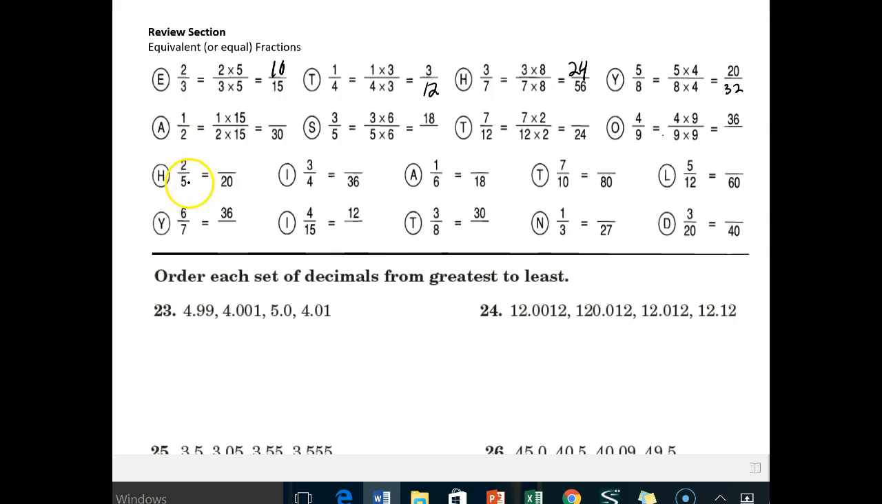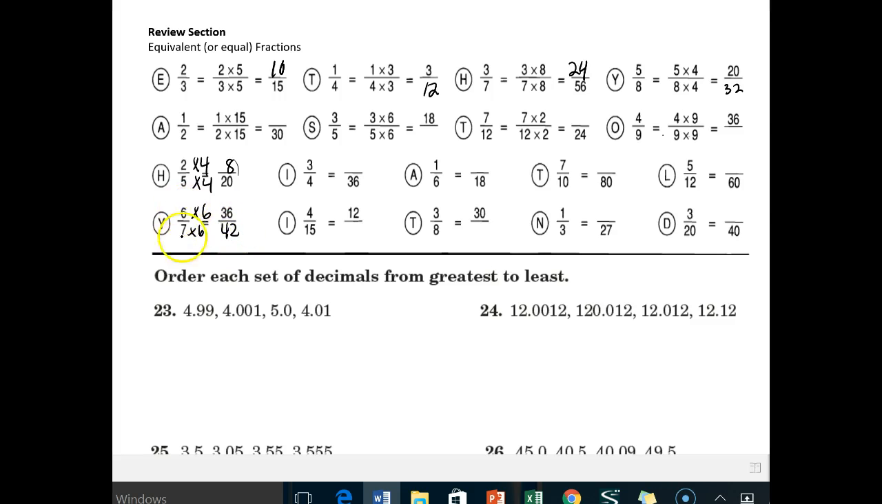These ones you ask yourself, all right, 5 times what number gives you 20? And the answer is 5 times 4. So 2 times 4 up top. 8/20 is equivalent to 2/5. 6 times what number gives me 36? 6. So then you use 7 times 6, 42.